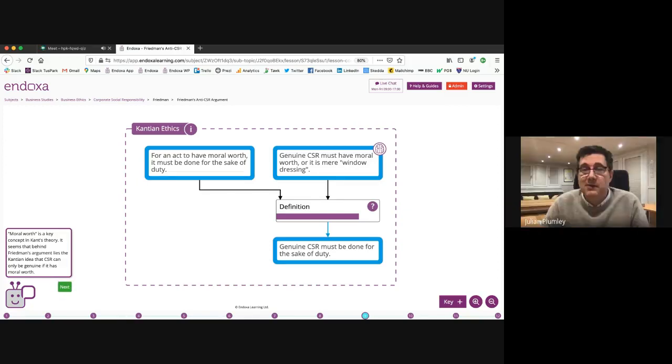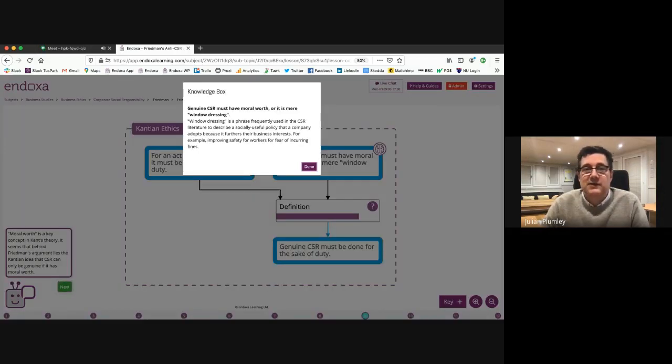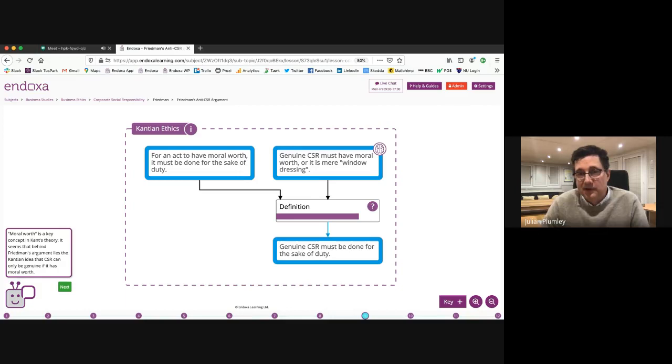Yeah. It's definitely come up. So I've put a little brain box here to say that. Window dressing, a phrase frequently used, is for hypocritical use of CSR. So actions that further the business interests, really. For example, improving safety for workers, but out of fear of being fined, rather than out of concern for the workers. So you take these two and use clearly this is a definition.